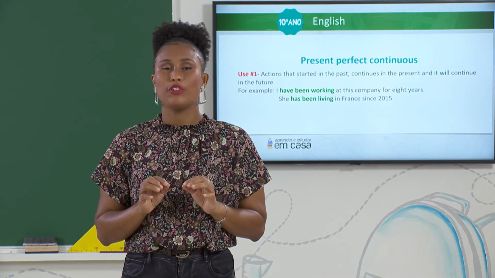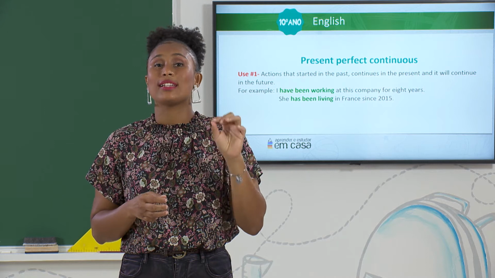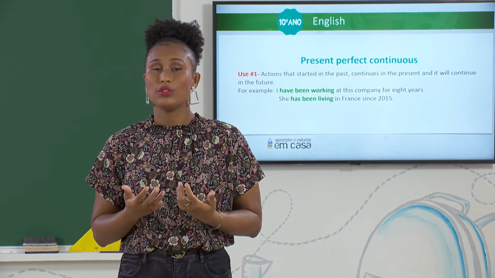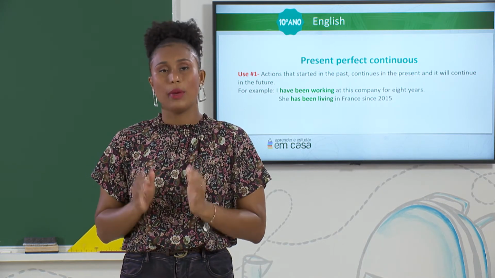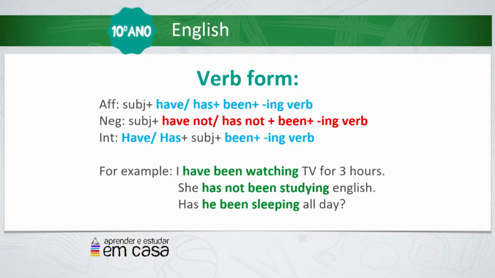If you remember how we form the present continuous, it will be easy for you. Remember that in the main verbs we add an ing to form the present continuous. So here in the present perfect continuous is the same, but we have to add been. Been plus the main verb plus the ing. How do we form it? As I said before, the auxiliary verb have changes according to the subject. Affirmative, we have subject plus have or has plus been plus ing form of the main verb. For example, I have been watching TV for 3 hours.